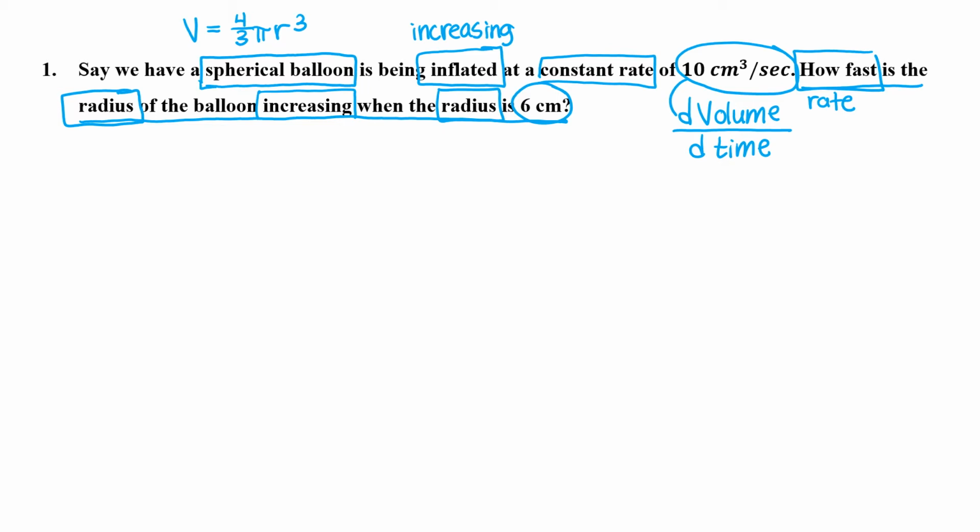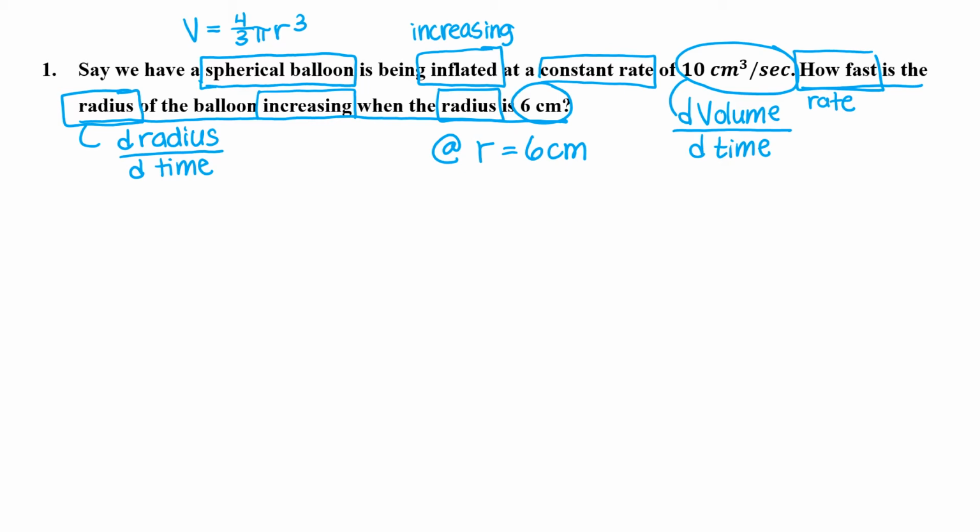And we want to know how fast the radius is increasing. So we're looking at the rate of that radius changing. So that'll be the change in the radius with respect to time, particularly at that specific moment where the radius is equal to 6 centimeters.